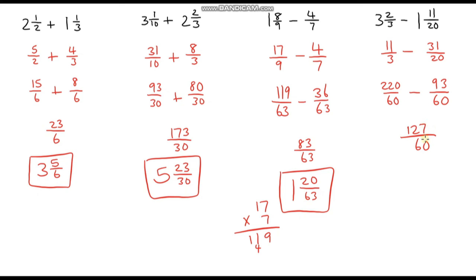Yep. And now just convert it to a mixed number. Well, I know that 60 times 2 is 120. I'm going to go twice, and there's going to be 7 left over. So it's going to be 7 out of 60. So hopefully that video was useful.